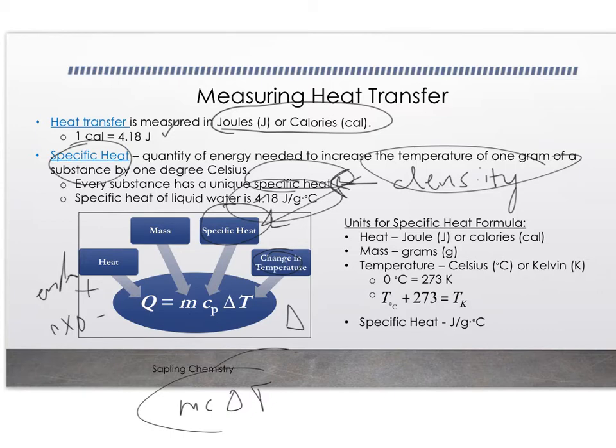The units for the specific heat formula are as follows. Heat will be in joules or calories. Mass will be in grams. Temperature can either be in degrees Celsius or something known as Kelvin.